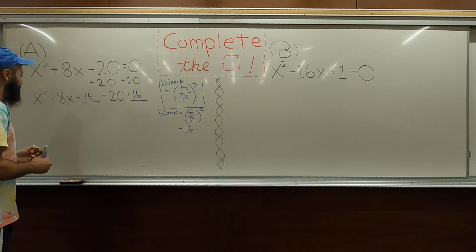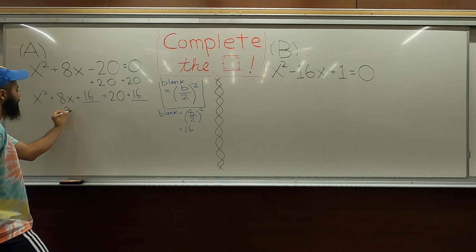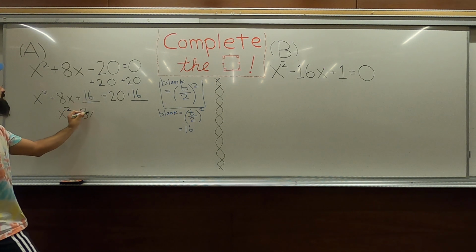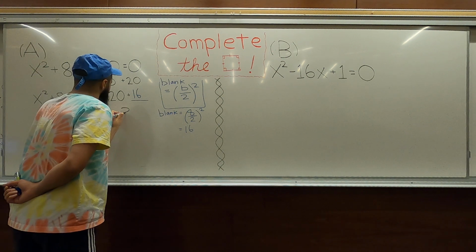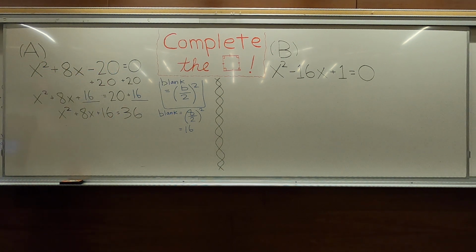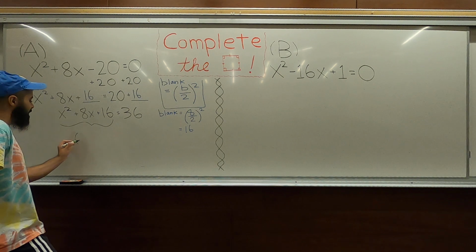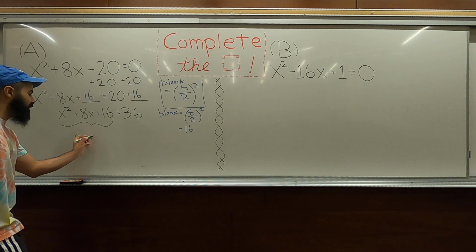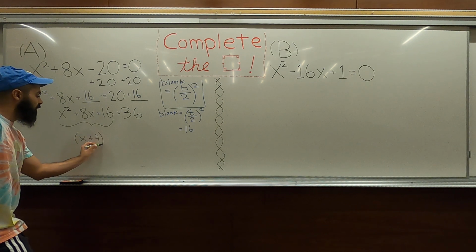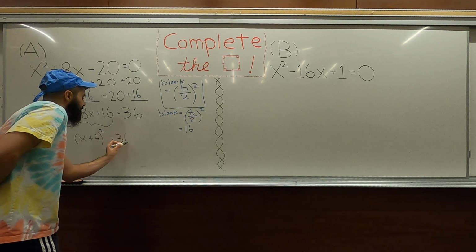Let's go ahead and write that out again now. So we have x squared plus 8x plus 16 is equal to 36. And as you can see now, we can easily factor the left-hand side. It becomes x plus b over 2, and our b over 2 is 4, squared, is equal to 36.